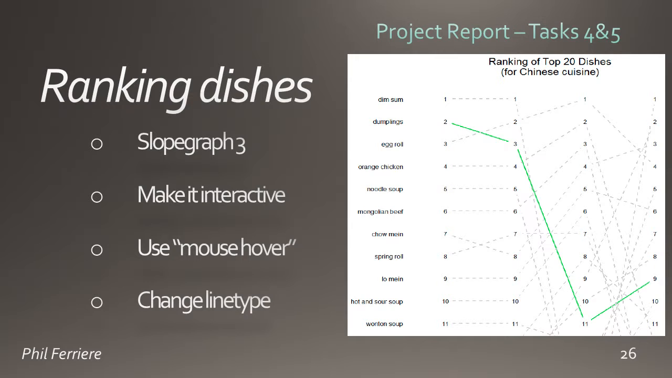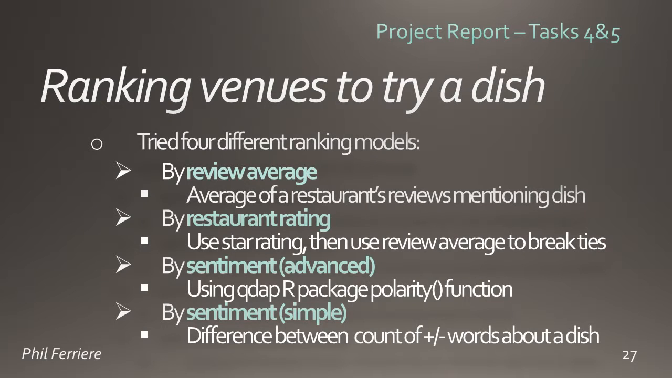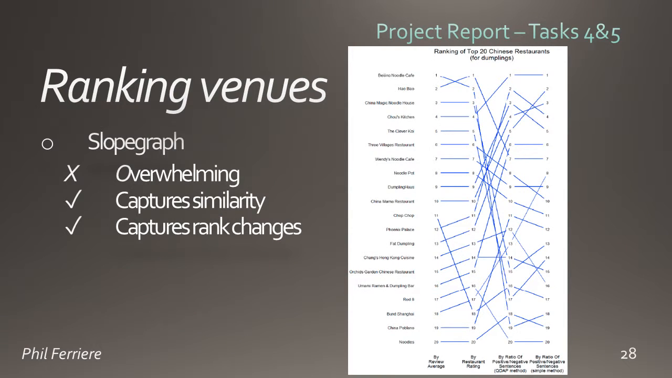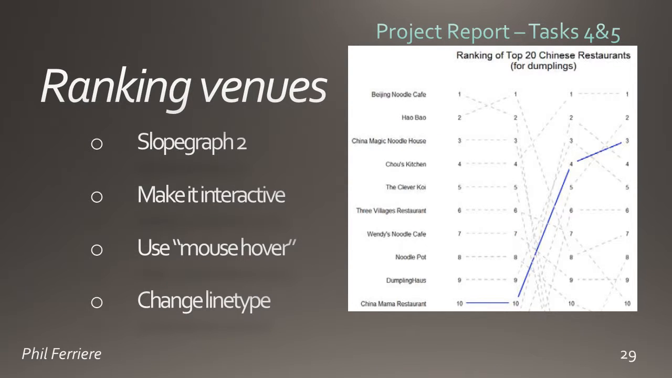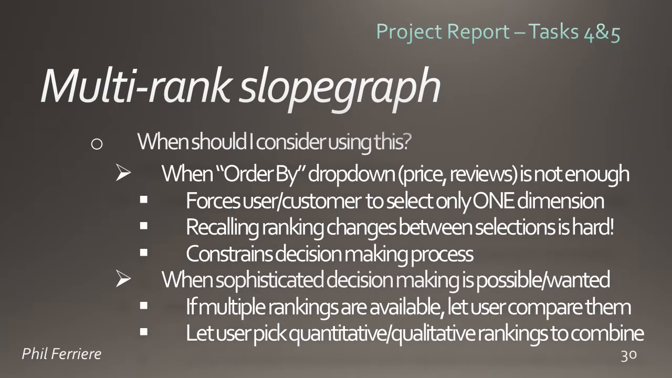For task 5, where the goal was to recommend a restaurant where you could try a specific dish, I used different ranking models, but overall, I followed the same approach. So I'm going to skip over these slides, which show pretty much the same results. But if you have questions or would like to read more about the specifics of this task, then please get in touch.